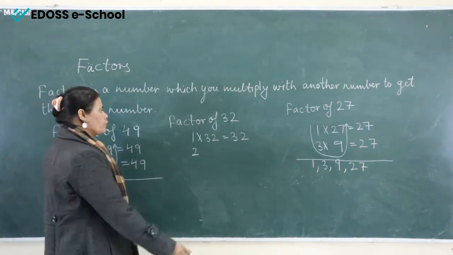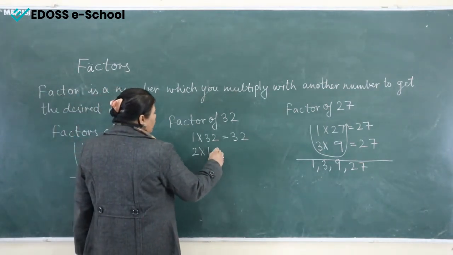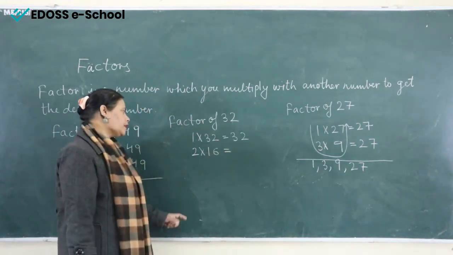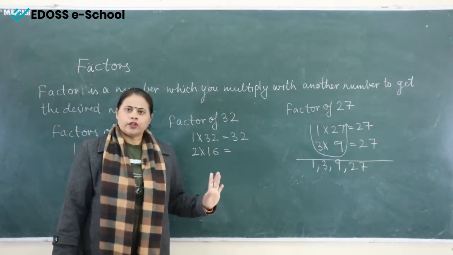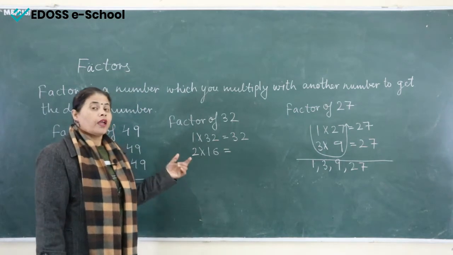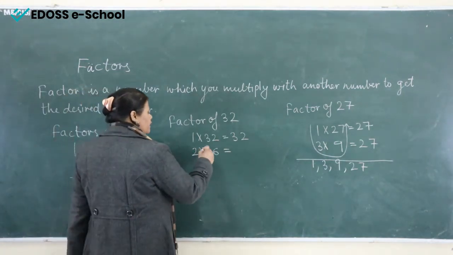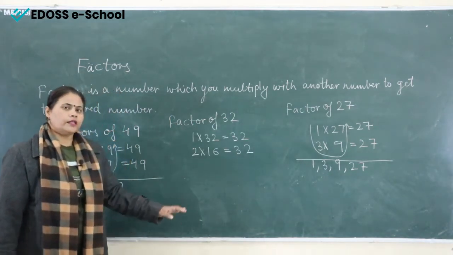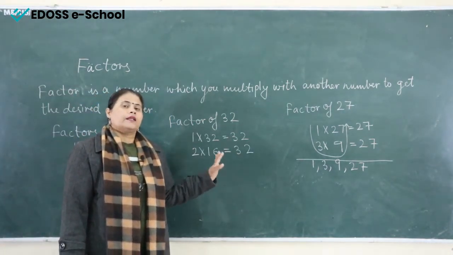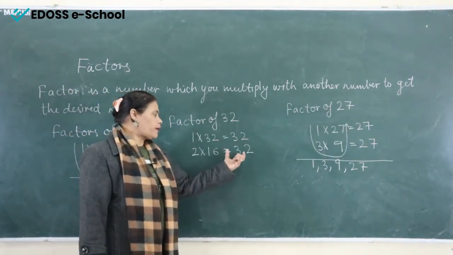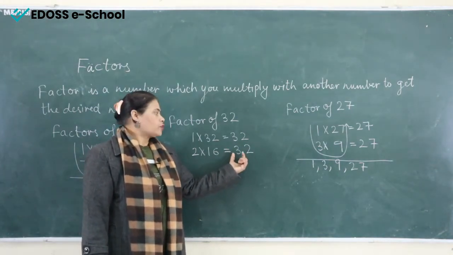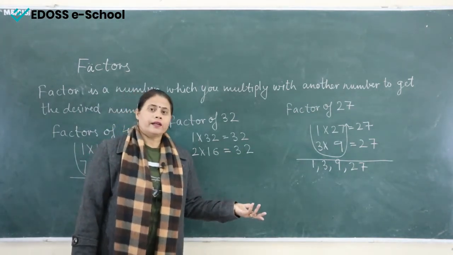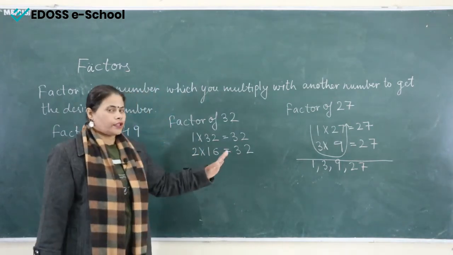Yes, in the table of 2, 2 sixteens are 32. If you have any problem, remember one thing, you can divide 32 by 2, so you will get the other number also. Otherwise you can multiply easily, right? Now come to the next, 3. In the table of 3, 32 will not come, because the divisibility rule of 3 tells you that when you add these two digits, 3 plus 2 is 5, and 5 is not divisible by 3. So in the table of 3, 32 will not come.